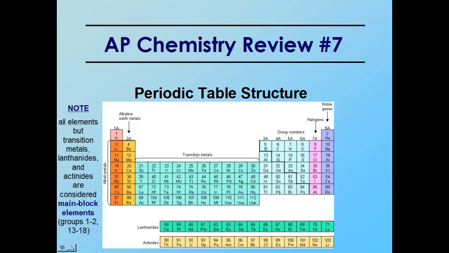I do want to make sure that you note, I know that you had a little bit of this on your assignment, that if you are anything on the outer half of the periodic table, groups 1 and 2, groups 13 through 18, you are considered a main block element. If you are in the middle, the transition metals, and then the lanthanides and actinides, you are not considered a main block element.